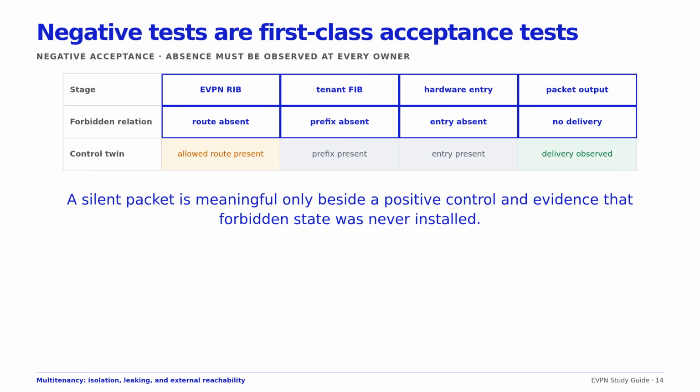Capture counters and packets at ingress, border, and egress. A timeout alone is weak evidence because many unrelated defects cause silence. Strong negative proof shows the route was not imported, the forwarding object was not installed, and no matching frame or packet crossed the forbidden boundary.